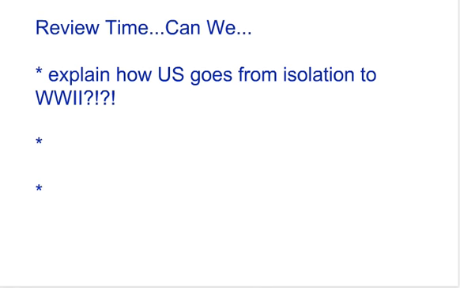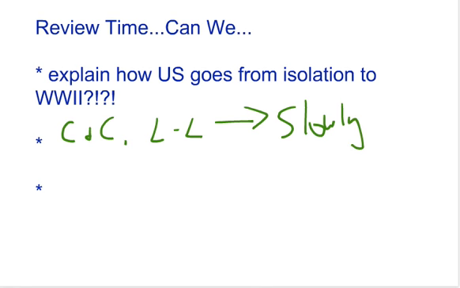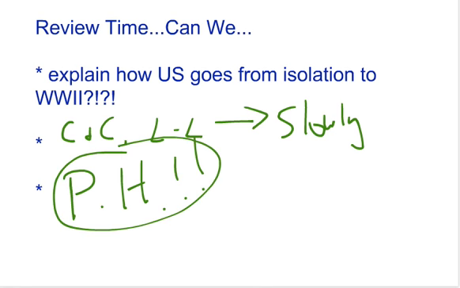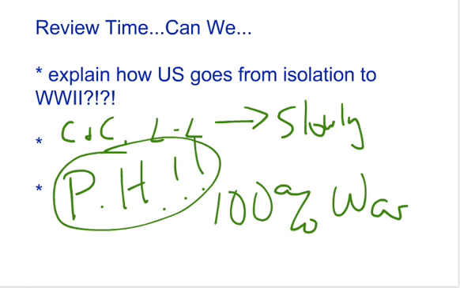All right, so that's all I got for you guys tonight. If you can explain how the U.S. goes from isolation to World War II, you are good to go. Things in Europe taking place with appeasement. The big things, cash and carry, and Lend-Lease. And while we recognize that Hitler is bad and that is slowly but surely taking us into World War II, the bombing of Pearl Harbor is the big thing that gets us into World War II. And after Pearl Harbor, 100% of Americans want to go to war. And we are officially all in.